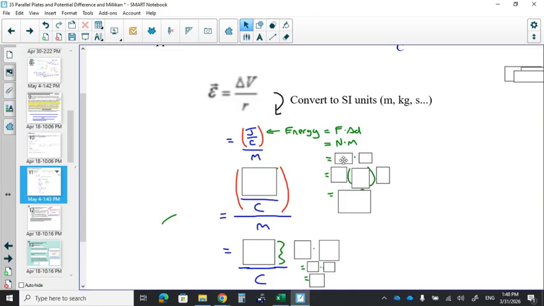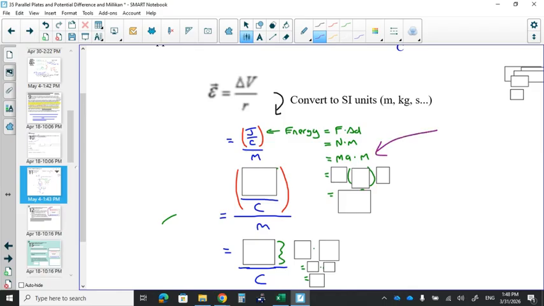And then newtons, think of Newton's second law. F equals ma. It's mass times acceleration. So we have mass times acceleration times meters. So watch here. This one right here is meters. Sorry, the touchscreen's so terrible on my laptop. And then the other one's mass, right? I suppose I should write that in, but I don't want to because it's so hard. But that one's mass.